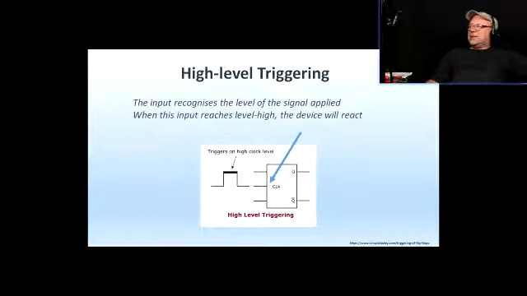So when you make that input high, then the inputs are going to be active, and the outputs, or whatever the box is going to react to what the inputs are telling, and how it's going to react depends on the type of device. But we're talking about triggering right now. So what did I write here? The input recognizes the level of the signal applied, in this case, high. When the input reaches level high, then the device will react.